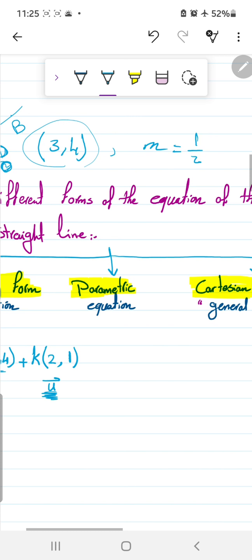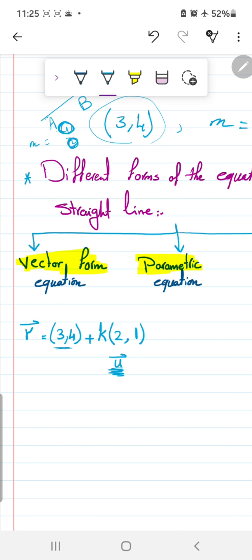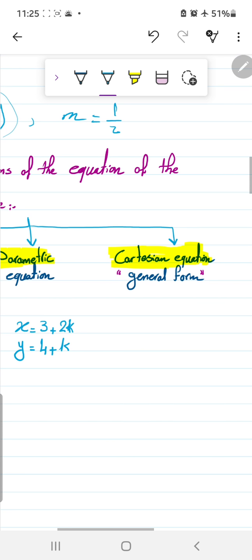Okay? The second form, parametric form. What is the meaning of parametric form? We get X alone and Y alone from here. Here, X will be what? 3 plus 2k. So we distributed here k. So X here will be 3 plus 2k. And y equals what? 4 plus 1k. 4 plus k. Okay, what about the Cartesian equation?